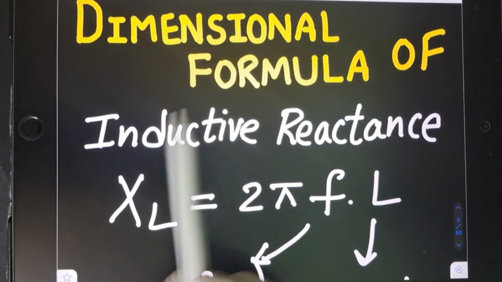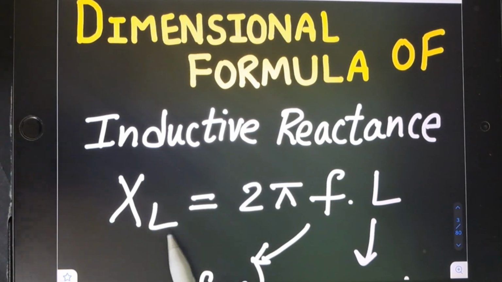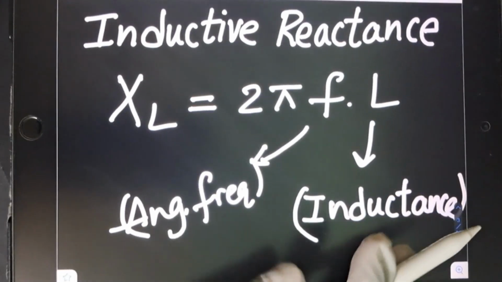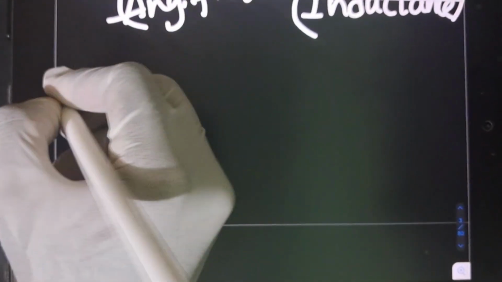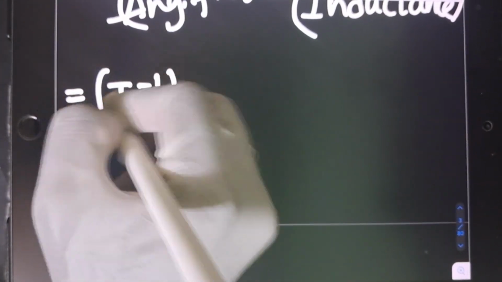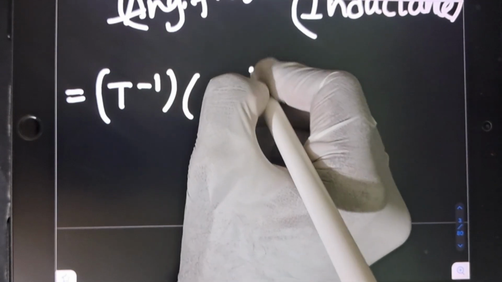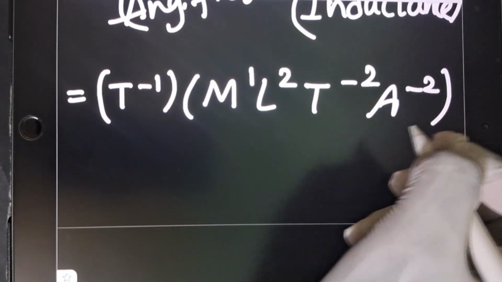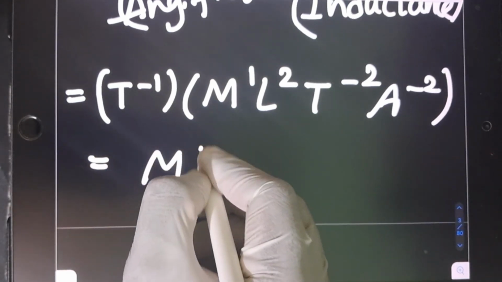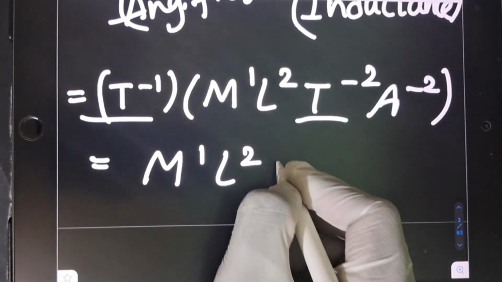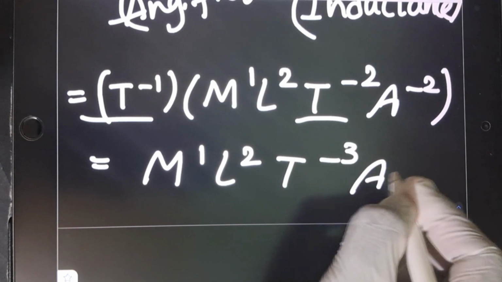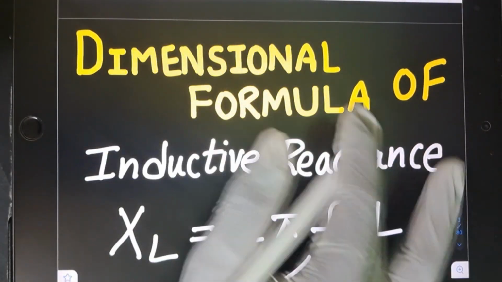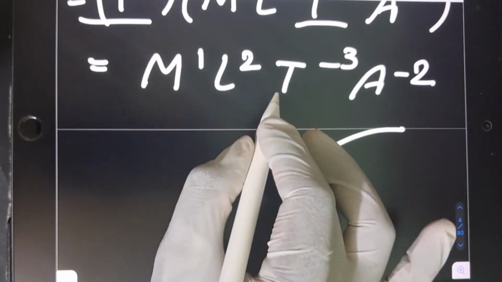To find the dimensional formula of inductive reactance, XL is equal to 2 pi F into L. Here F represents frequency, L represents inductance. The angular frequency dimensional formula is T power minus 1, where inductance is M power 1, L power 2, T power minus 2, A power minus 2. So we get M power 1, L power 2, T power minus 3 and A power minus 2. This is the inductive reactance dimensional formula, M power 1, L power 2, T power minus 3, A power minus 2.